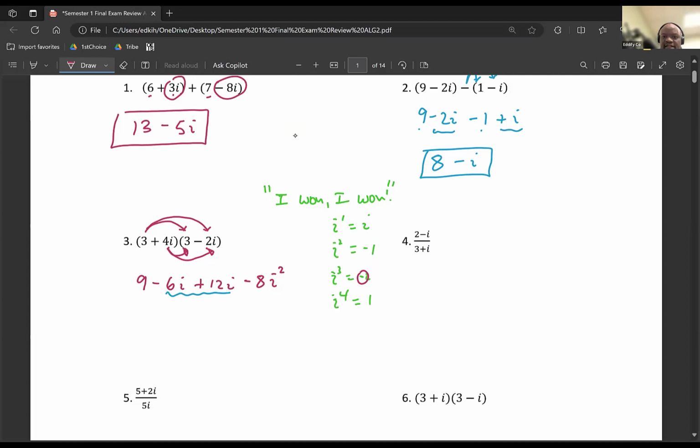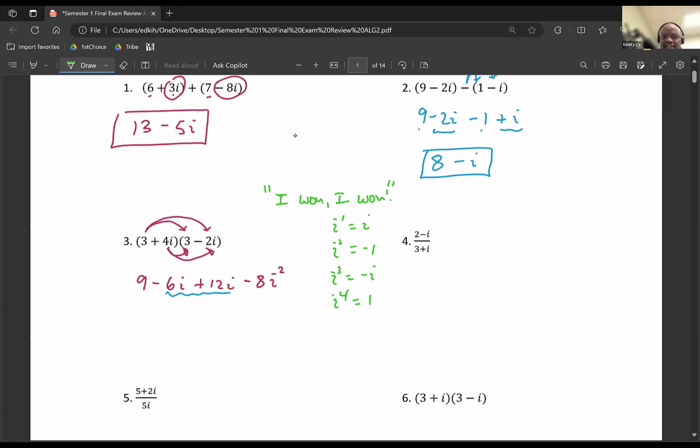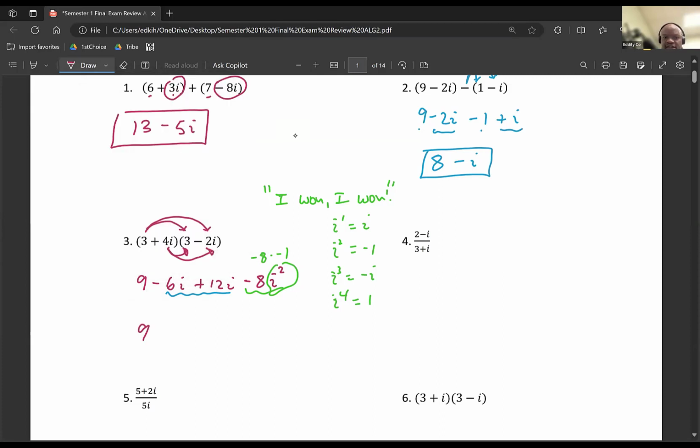So with that said, we then know that we can simplify the i squared because i squared is a value. i squared is negative 1. So this part here is negative 1. This really here is negative 8 times negative 1, which becomes a positive 8. So let me write this down on this next step. So we have a 9. We are combining negative 6i plus 12i. That's going to be a positive 6i. And then negative 8 times negative 1 is a positive 8. And we still have like terms. The 9 and the 8 can be added together. So the final answer here then becomes 17 plus 6i. I hope that makes sense.